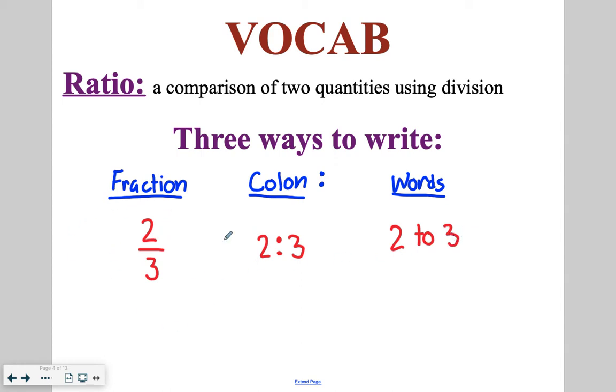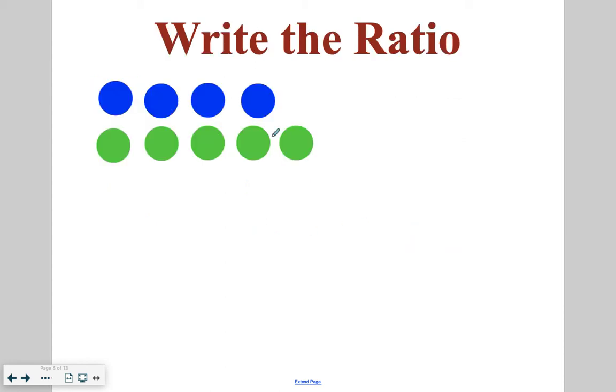The most common one you're going to see is fractions, and that's the one we are going to use throughout this lesson. But I just wanted you to be aware that the colon and the words format mean the same thing. So the first thing we're going to talk about is writing a ratio. When we are writing a ratio, we have to pay attention to what the question asks.